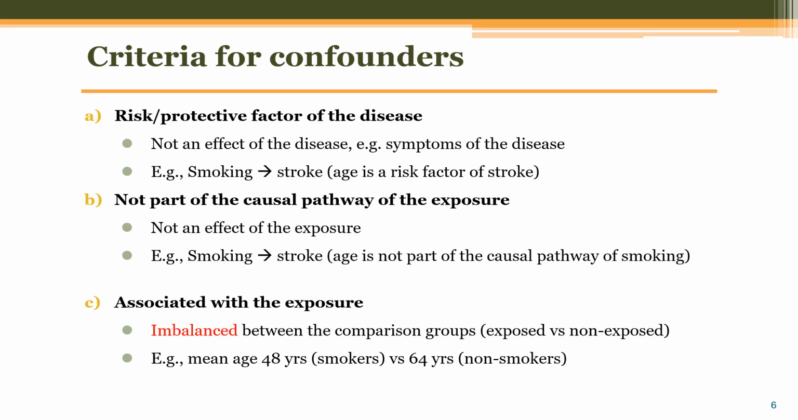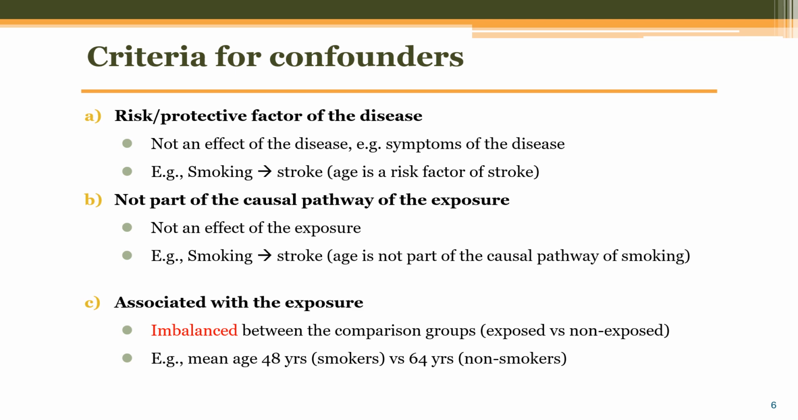Number two, the suspected factor should not be an effect of the exposure. This means that it should not be part of the causal pathway from exposure to outcome. For example, smoking does not cause someone to be older first before it eventually causes stroke, which means that age is not part of the pathway from smoking to stroke. So age fulfills this second criterion too.